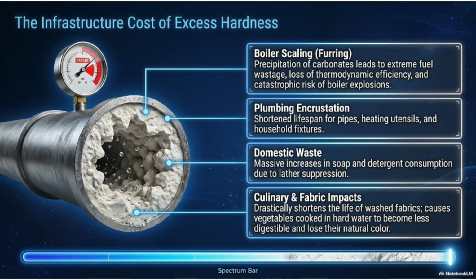Excess hardness comes with real infrastructure costs. One major issue is boiler scaling, also called furring, where the precipitation of carbonates leads to extreme fuel wastage, loss of thermodynamic efficiency, and even a catastrophic risk of boiler explosions. Another issue is plumbing encrustation, which shortens the lifespan of pipes, heating utensils, and household fixtures.